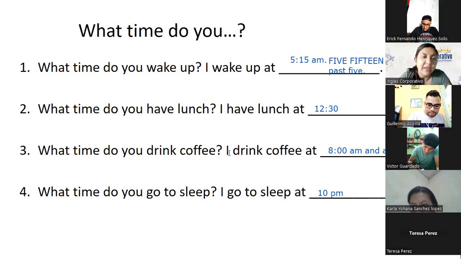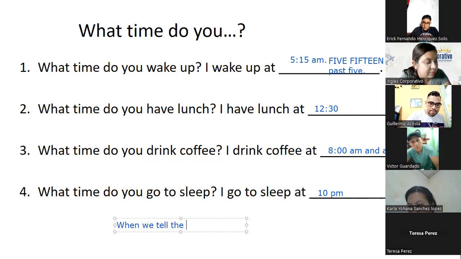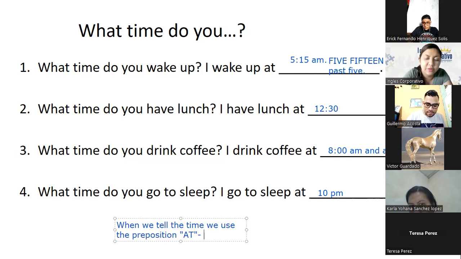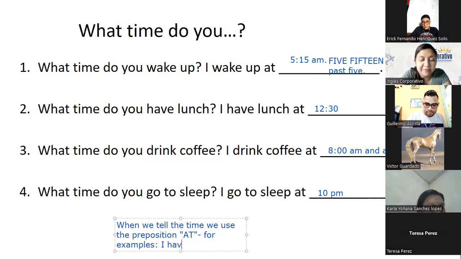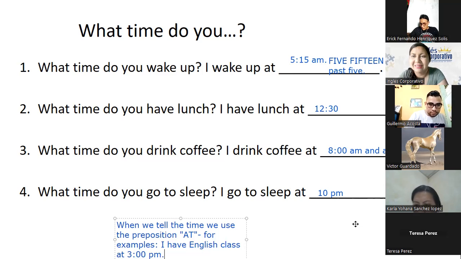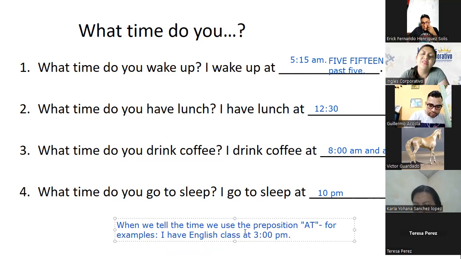Guys, if you notice, when we tell time, we use the preposition at. Usamos la preposición at. ¿Ya se fijaron? For example, I have English class at 3 p.m. on Thursday and Friday. At 3. So we say at. Para decir a la, we say at. Okay?